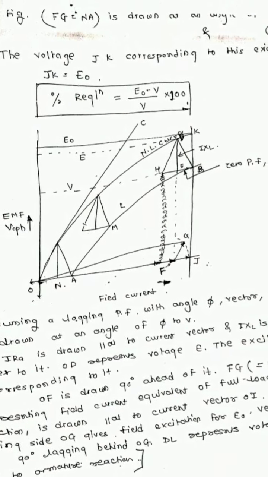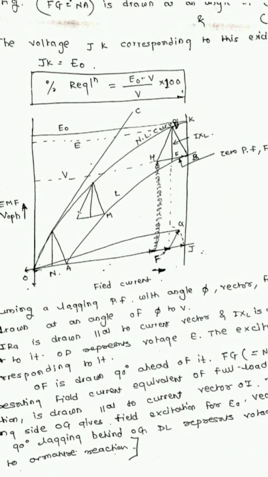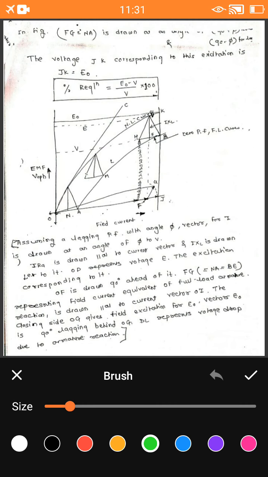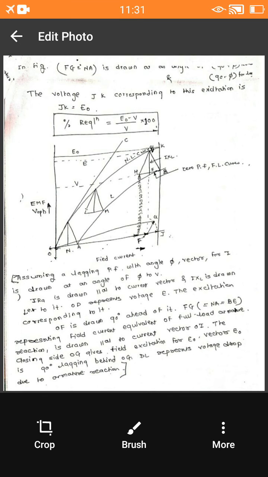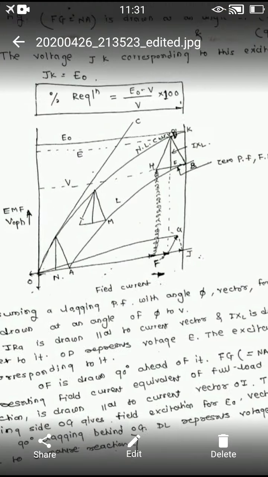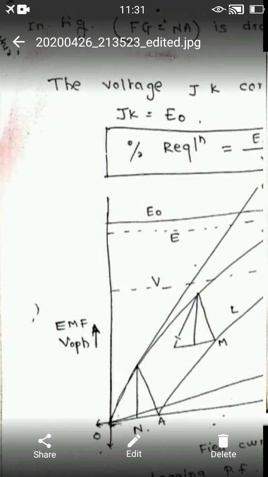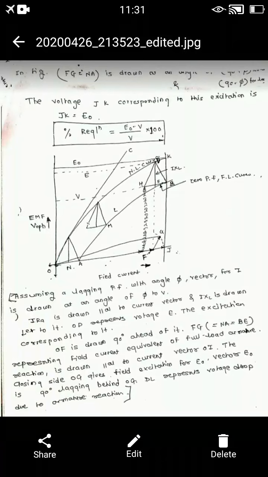So first of all, draw the zero power factor curve, and that zero power factor curve is AB. So the first method to draw the curve uses point A and point B. Okay, so this is the first step. The second step is from point B.